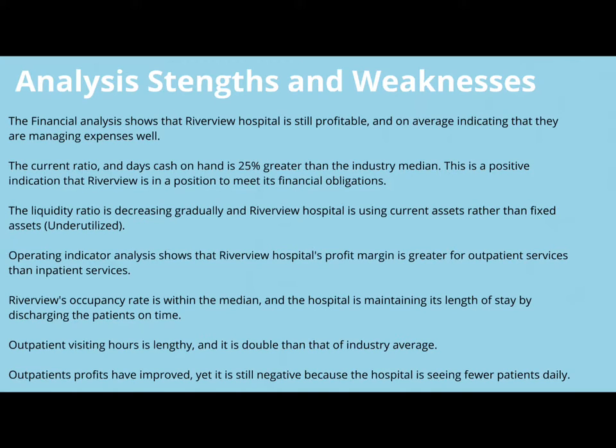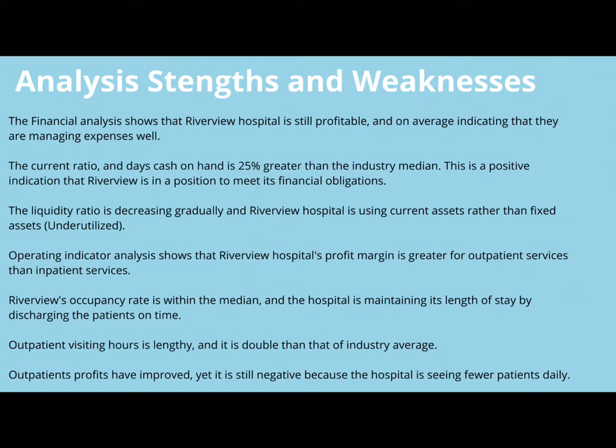Now, some analysis of strengths and weaknesses: the financial analysis shows that Riverview as a hospital is still profitable, and on average indicating that they are managing expenses well. The current ratio in days cash on hand is 25% greater than the industry median. This is a positive indication that Riverview is in a position to meet its financial obligations. And the liquidity ratio is decreasing gradually, and Riverview Hospital is using current assets rather than fixed assets. There's some underutilization there. And operating indicator analysis shows that Riverview Hospital's profit margin is greater for outpatient services than inpatient services.